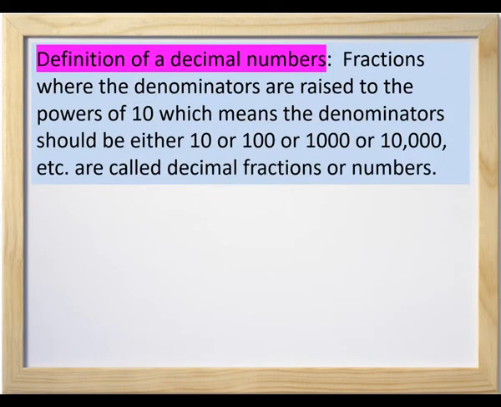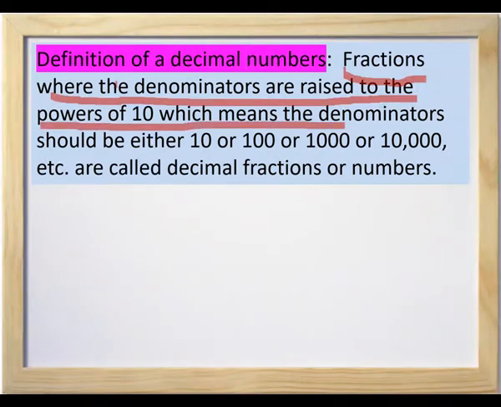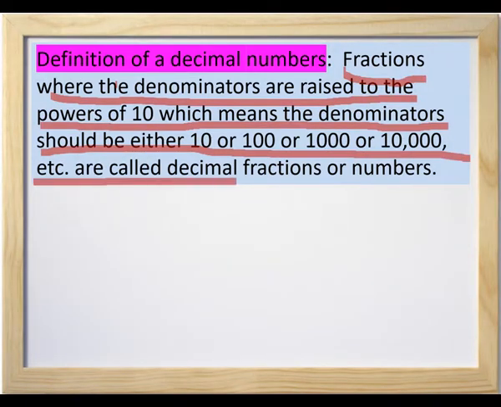Children, now we are going to learn the definition of decimal numbers. Fractions where the denominators are raised to the powers of 10, which means the denominators should be either 10 or 100 or 1000 or 10,000, etc., are called decimal fractions or numbers.